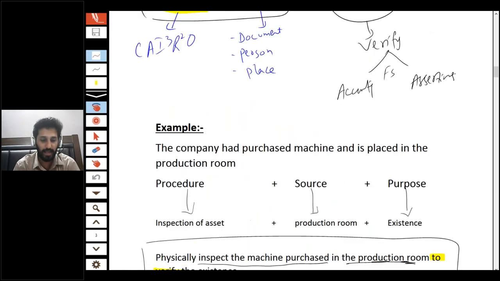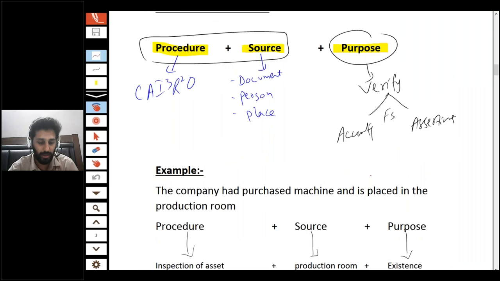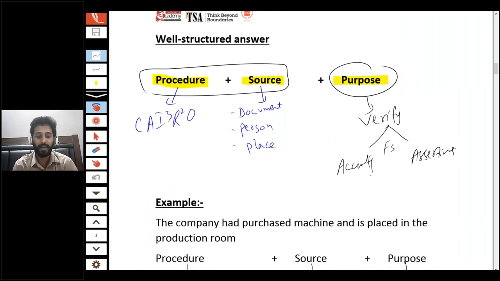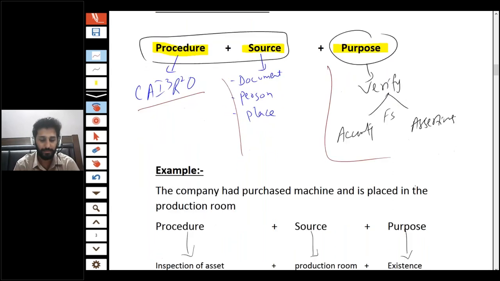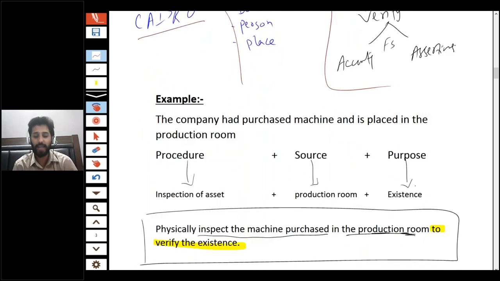In the last class I had guided you about the audit procedure. The well-structured answer is that you should write the procedure, source, and the purpose. I had told you about these things in the last class, and we had covered the example.